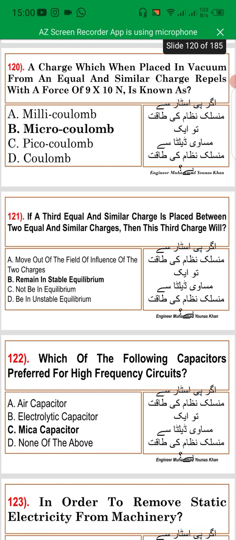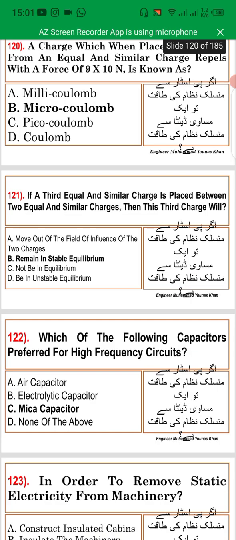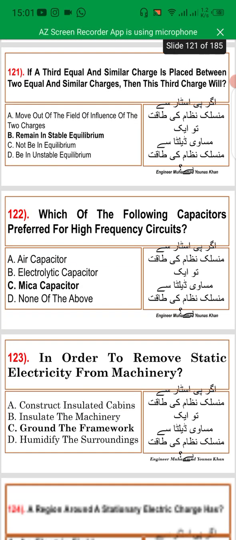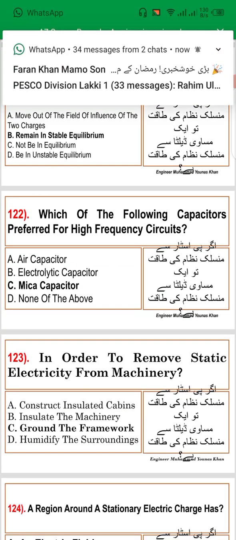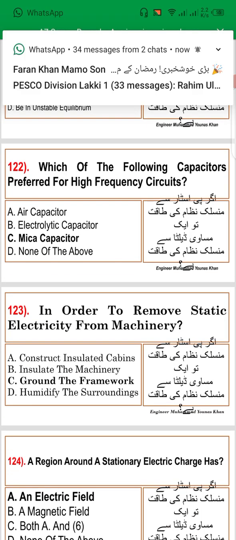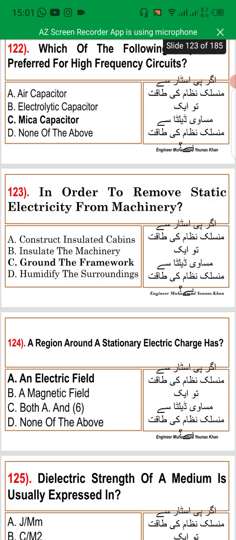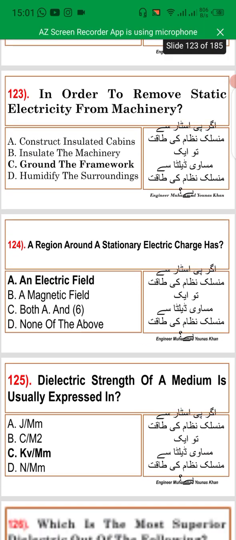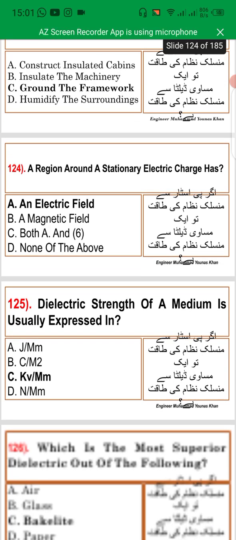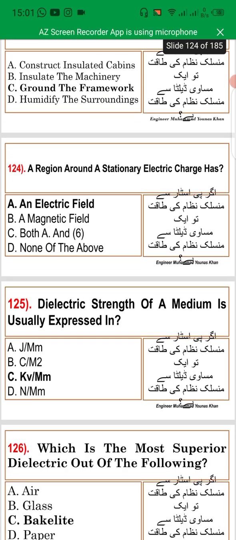If a third equal and similar charge is placed between two equal and similar charges, then this third charge will remain in stable equilibrium. Which of the following capacitors is preferred for high frequency circuits? Microcapacitor. In order to remove static electricity from machinery, ground the framework. A region around a stationary electric charge has an electric field.